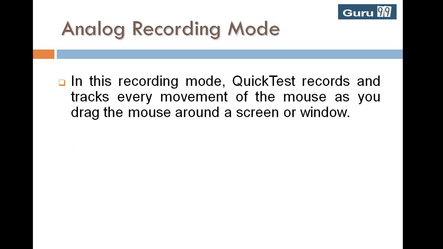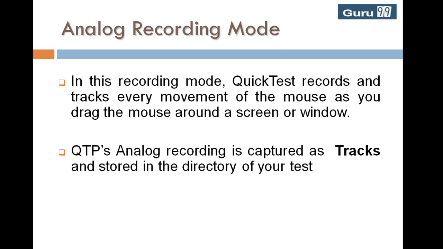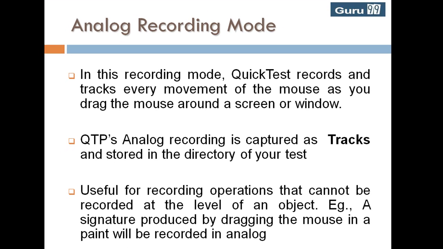Analog recording mode. In analog recording mode, QTP records and tracks every movement of the mouse as you drag the mouse around a screen or a window. QTP's analog recording is captured as tracks and stored in the directory of your test. It is useful for recording operations that cannot be recorded at the level of an object. For example, a signature produced by dragging the mouse like a pen will be recorded in analog.